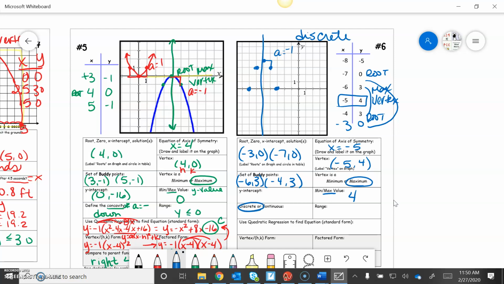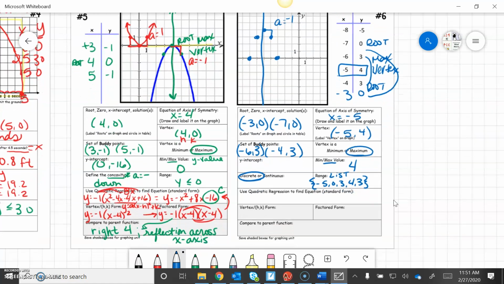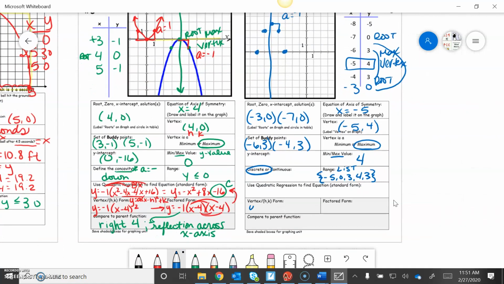We already talked about it's discrete. Our range is going to be a list because it is discrete. So we're simply going to list our y values, 0, 3, 4, 3. I'm not going to go ahead and list the -5 because I added that extra one. We already talked about our a, so we can do vertex form, y equals -1 times x. Remember we have our h, k here. -5 becomes a +5, squared, plus 4.